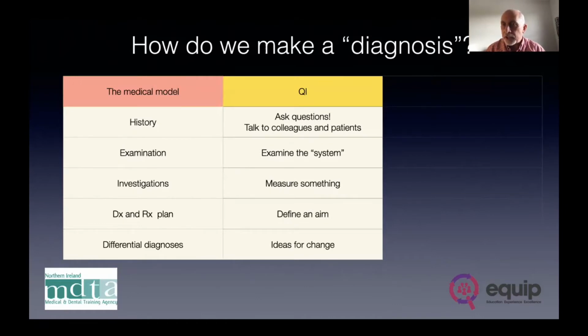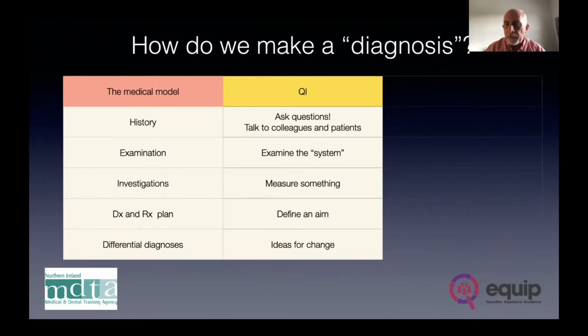So the first step in any quality improvement project as part of that diagnostic process is to ask the right questions. Why has our system not worked? What has gone wrong that makes us want to change? And involved in that is an important aspect, is taking a history, asking our colleagues and our patients how they feel things could improve.